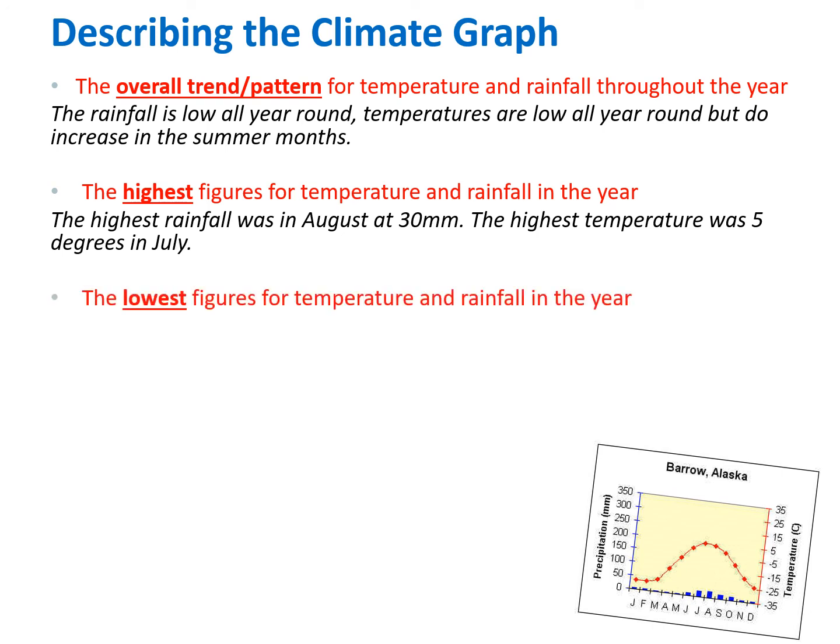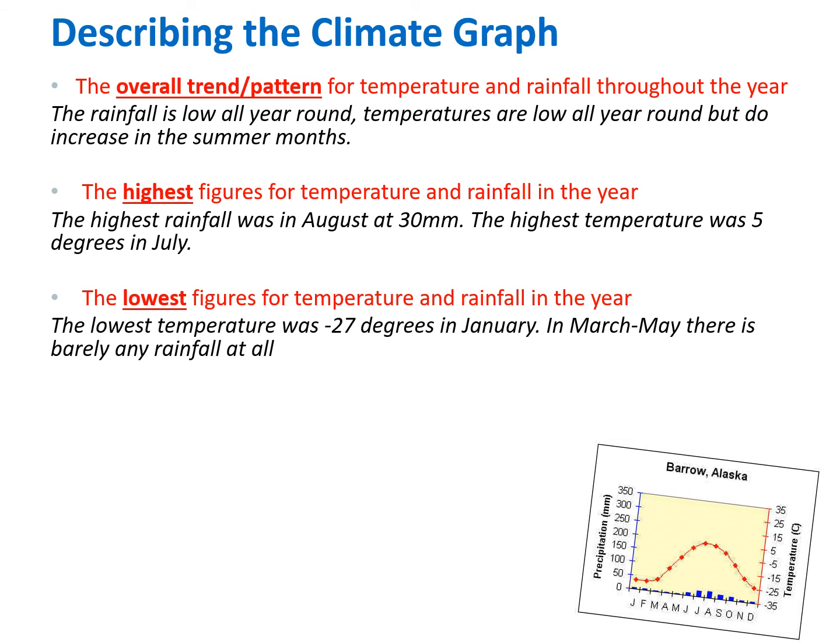Similarly, we want to do the same for the lowest figures for temperature and rainfall in the year. And from our graph, the lowest temperature was minus 27 degrees in January, and between March and May, there is barely any rainfall at all. It's close to zero.